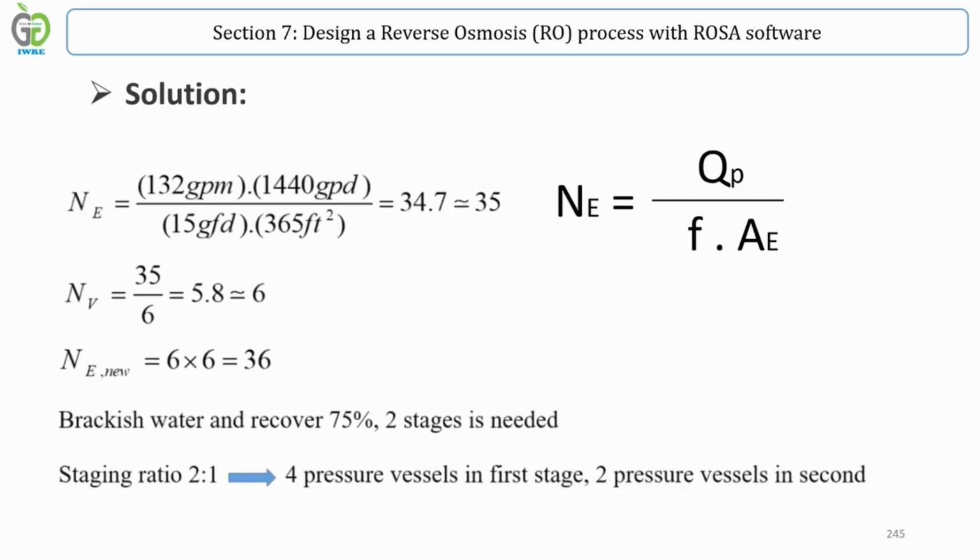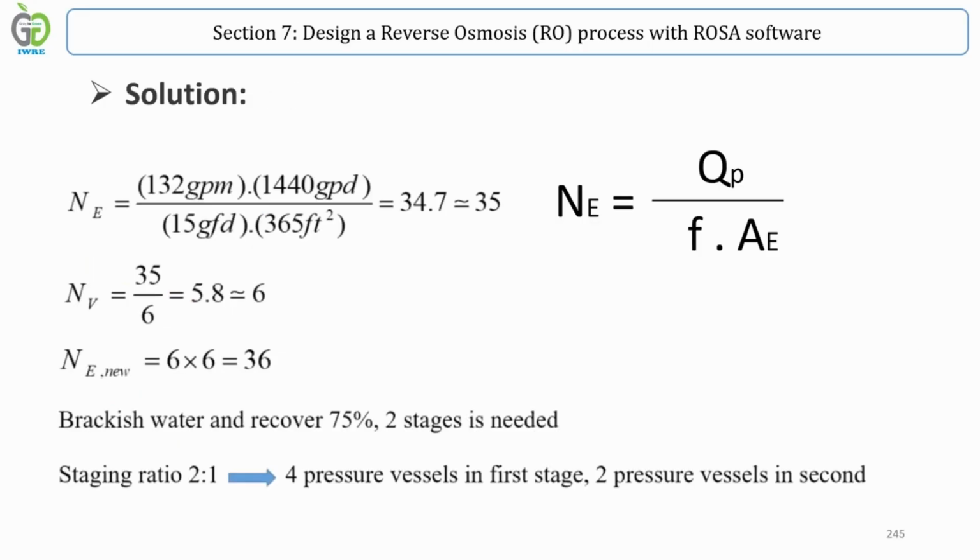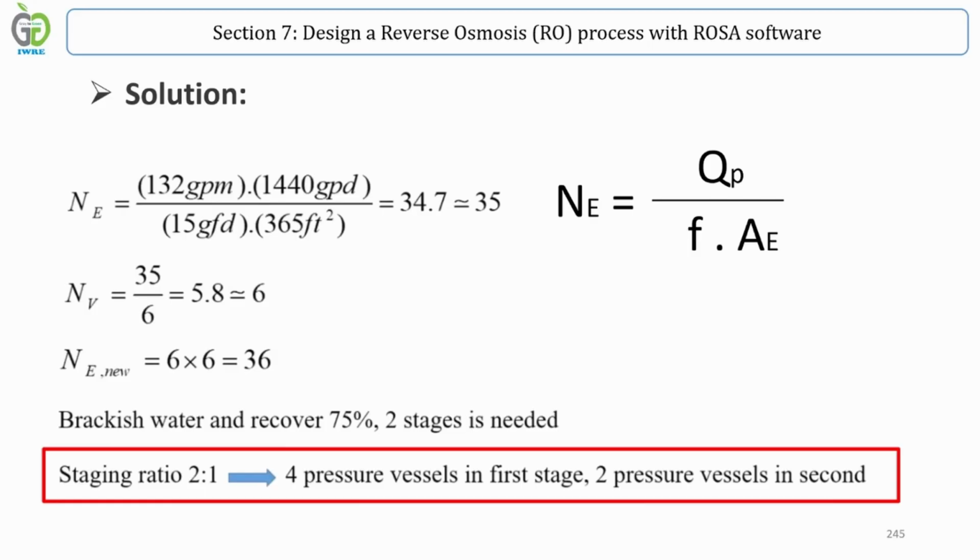As recovery in our example is 75% and the feed source is brackish water, according to this table, the recovery is between 70 to 80. And that's why the number of stages can be 2 and the number of serial element positions is 12. As we have already discussed, the staging ratio for brackish water is 2:1, and that's where 4 pressure vessels in the first stage and 2 pressure vessels in the second stage can be considered.